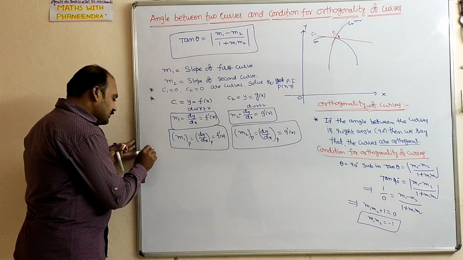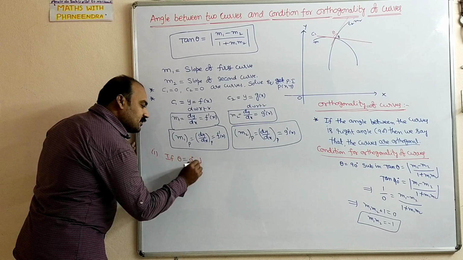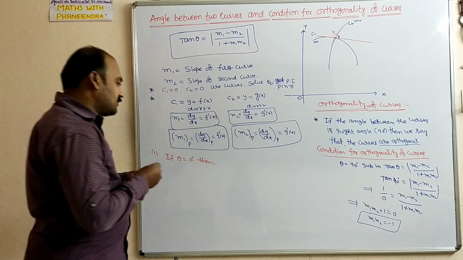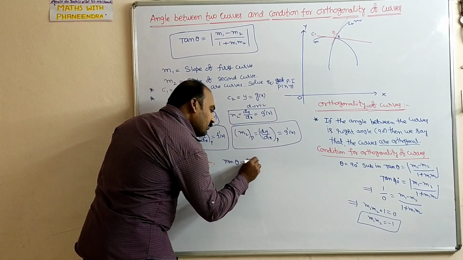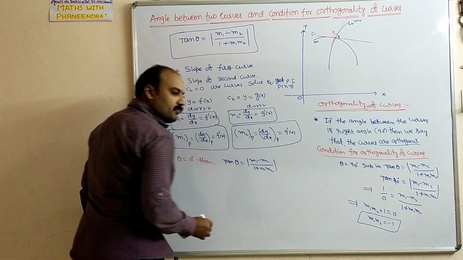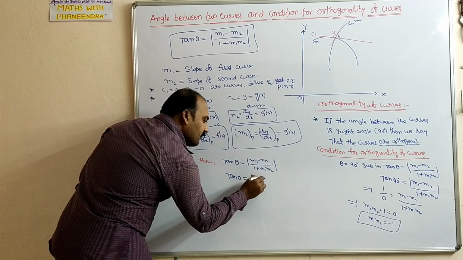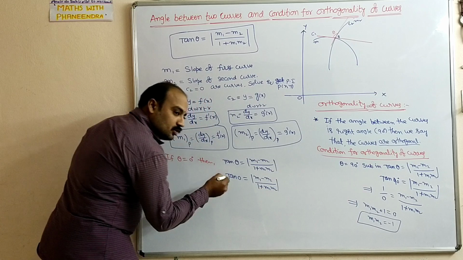The sub case: if theta equals 0 degrees, then tan theta equals mod of m1 minus m2 by 1 plus m1 m2. So tan 0 equals m1 minus m2 by 1 plus m1 m2. Tan 0 is 0.